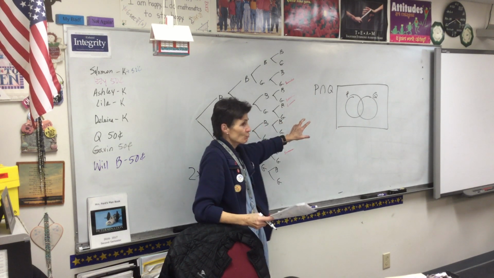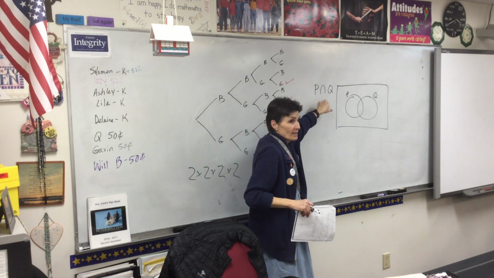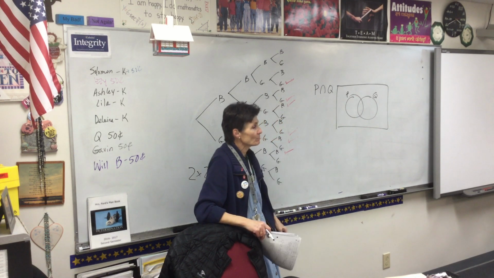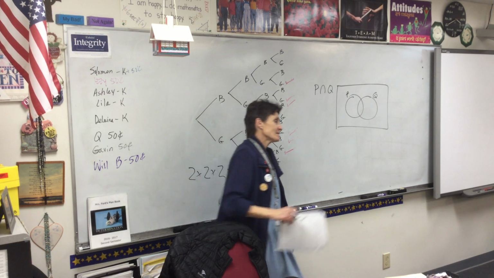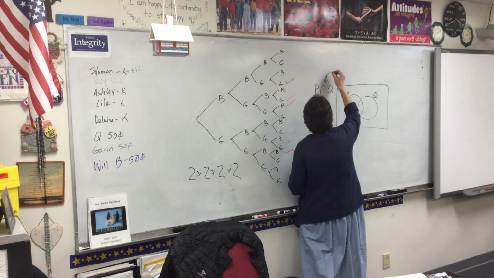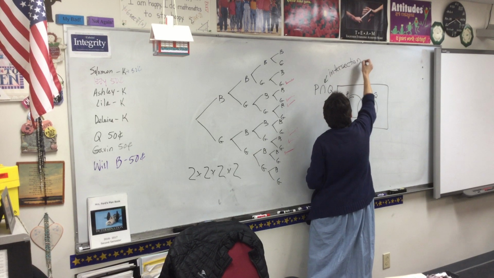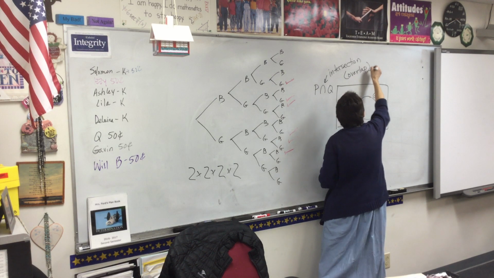So the Venn diagram is drawn for you, and your job is to shade this. What is this saying to me? Do you happen to remember from geometry class? Nope, don't remember anything from geometry class. This is the symbol for intersection. That is the math way of saying overlap.